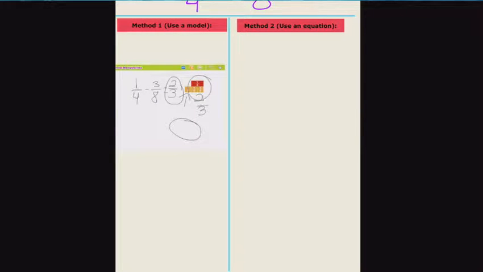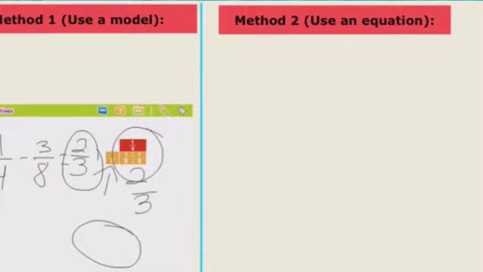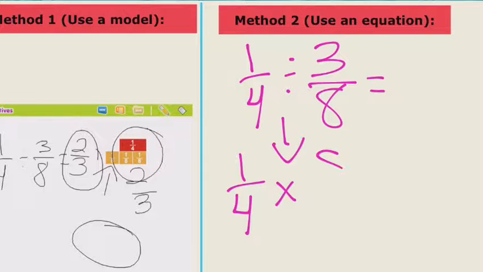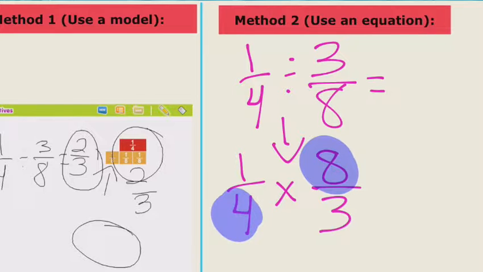All right, now let's try the same thing using an equation. So again, I'm just going to start by writing down my original equation, which was 1/4 divided by 3/8, and I'm going to rewrite this as the multiplication problem. So we'll be writing 1/4 times, find that reciprocal, so we get 8/3. Before we multiply, look for numbers on the top and bottom with common factors. Do you see any? I see one, 8 and 4.